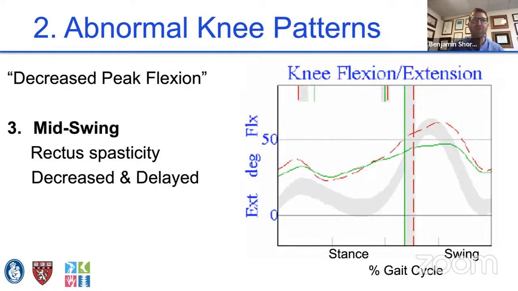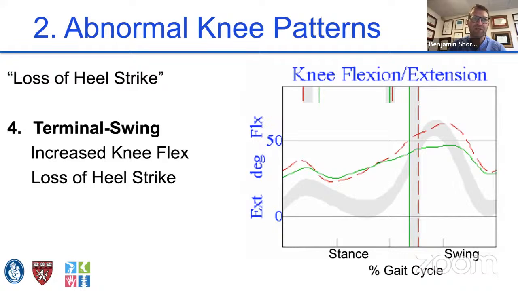And finally, if you see that decreased peak knee flexion, which is what we talked about, where muscle spasticity, primarily the rectus, is the culprit, which is leading to decreased and delayed peak knee flexion. These are all areas and patterns that we want to try and identify and look for when we're trying to put together our surgical recipe for pathophysiology.